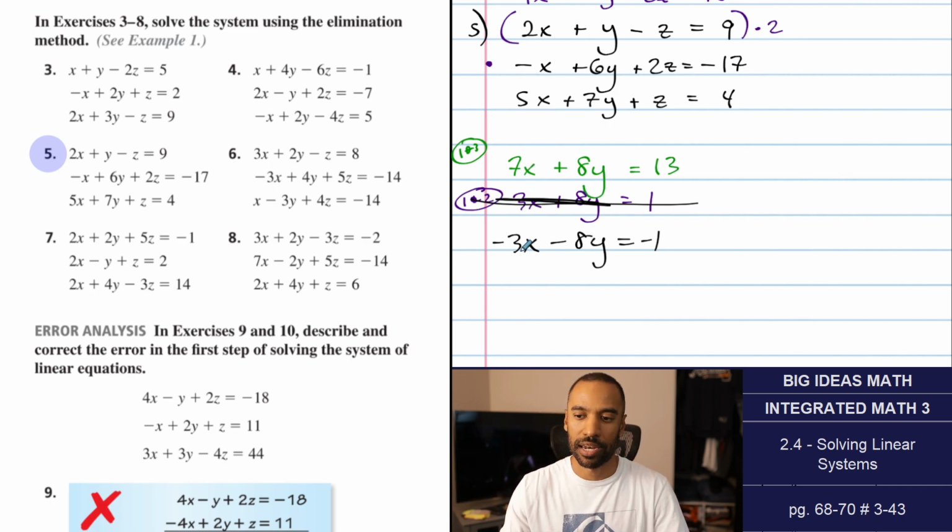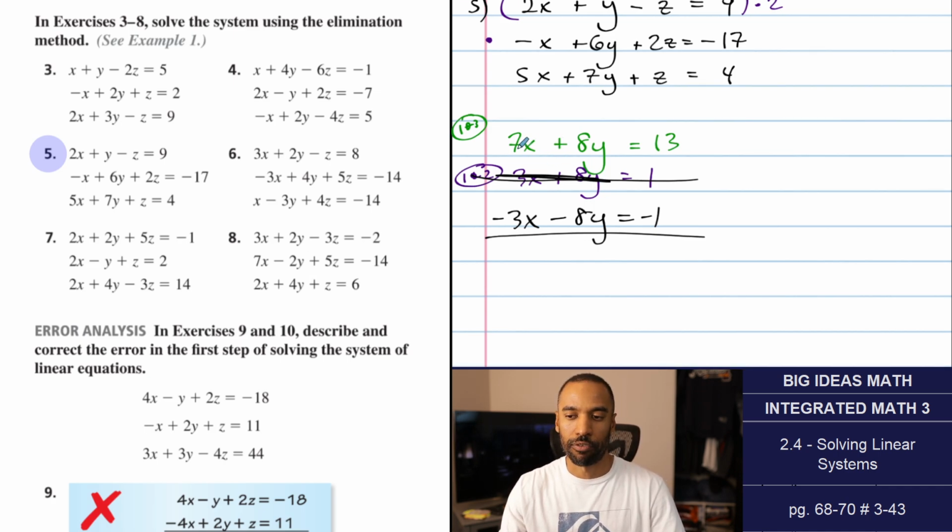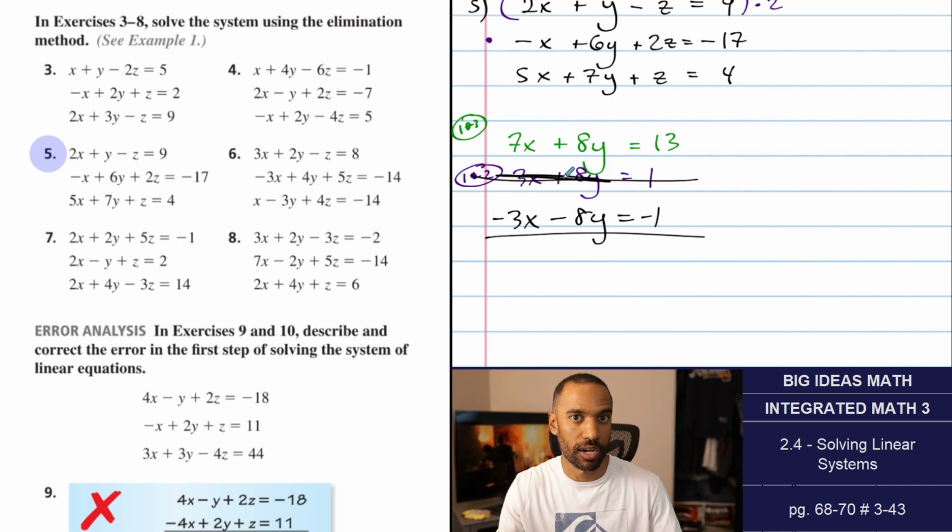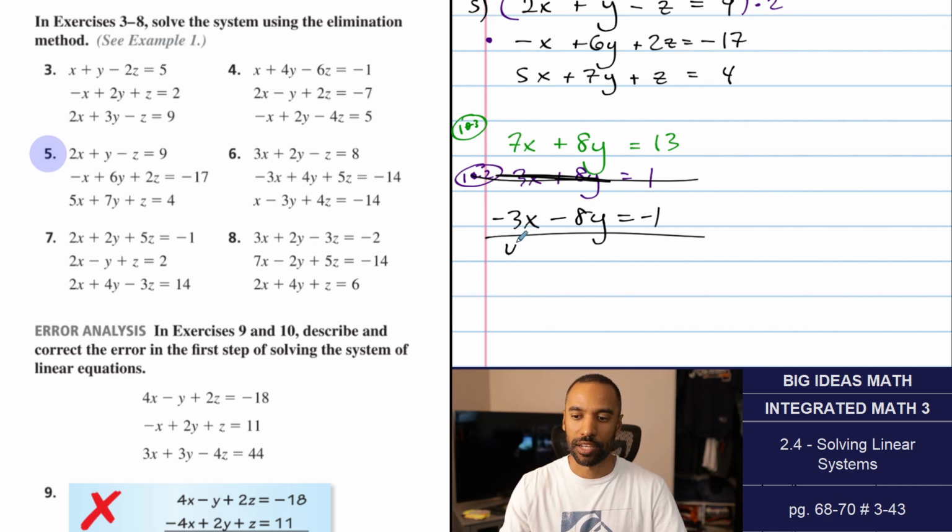So understand that for IM1 students, maybe IM3 is a different story, and maybe your teacher will enforce it. But if you change the sign and act on it for what it is, I can now add down my list, and adding a negative becomes subtraction on its own. Anyway, so 7x minus 3x is 4x. That eliminates. 13 minus 1 is 12. And you get x equals 3.